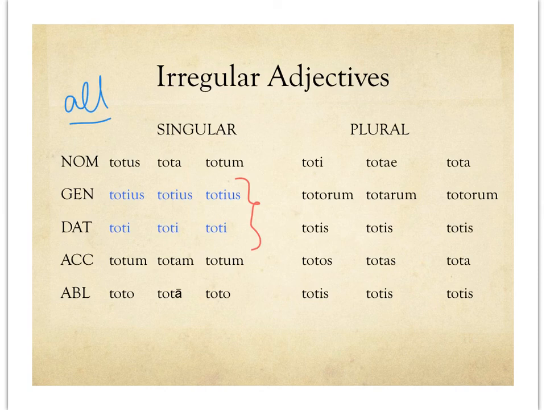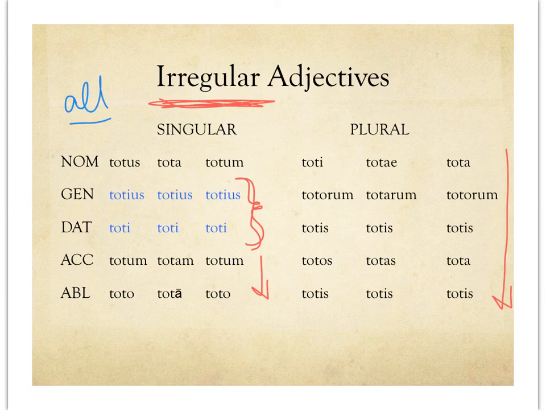And then in the dative, instead of toto, toti, toto, which is what we would expect, it's toti, toti, toti. But then you can see it is totally and completely regular for the rest of the forms. So it's only these 6 forms that are unusual. So you might say, oh, this is so confusing. How am I going to know which are the irregular adjectives? Which ones have this strange, unanticipated genitive and dative form?